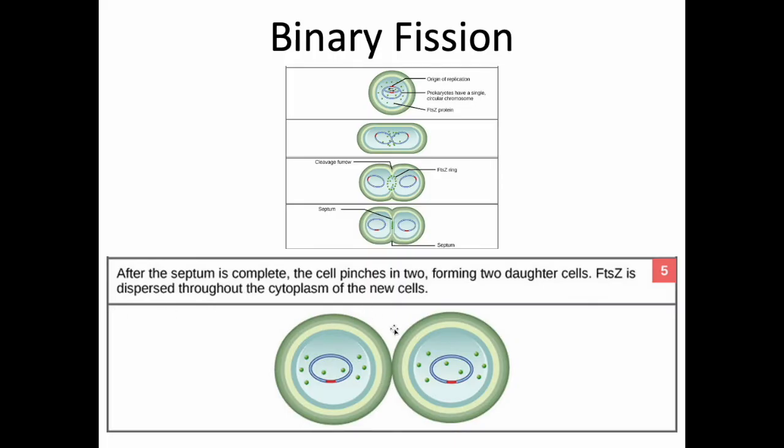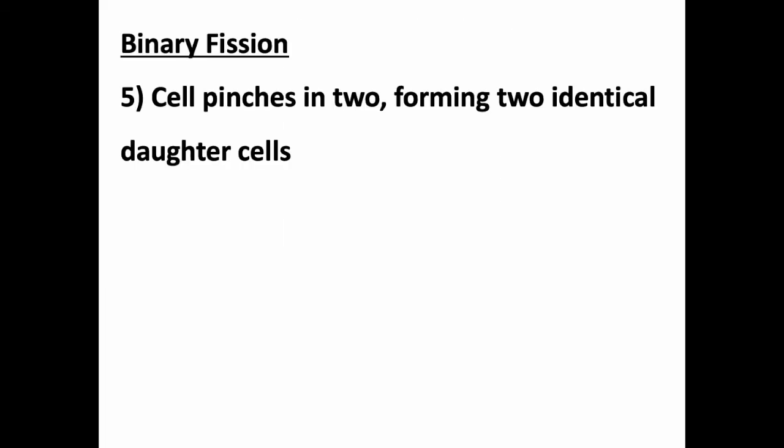Now the plasma membranes just need to pinch off from one another, and we have what are called two daughter cells. A weird kind of terminology here. You have one parent becoming two daughters. There's no difference between these two, so it's not like one is the original parent and one is the offspring. Nope, one parent becomes two daughters. That's just the terminology. So step number 5, the cell pinches in two, forming two identical daughter cells.